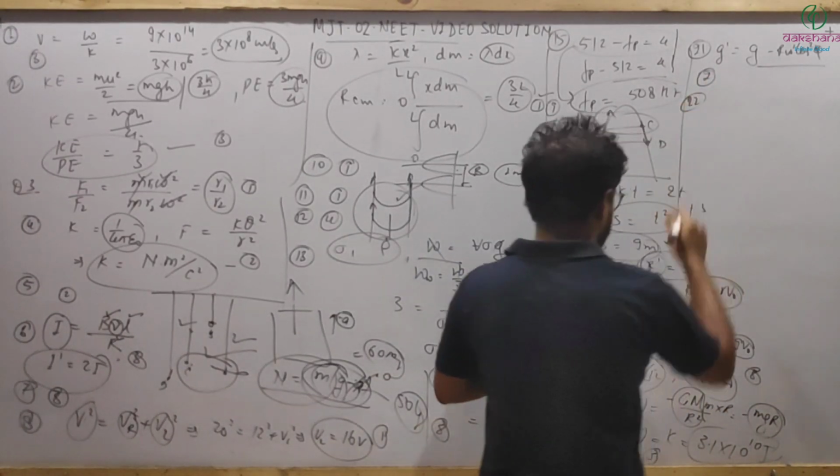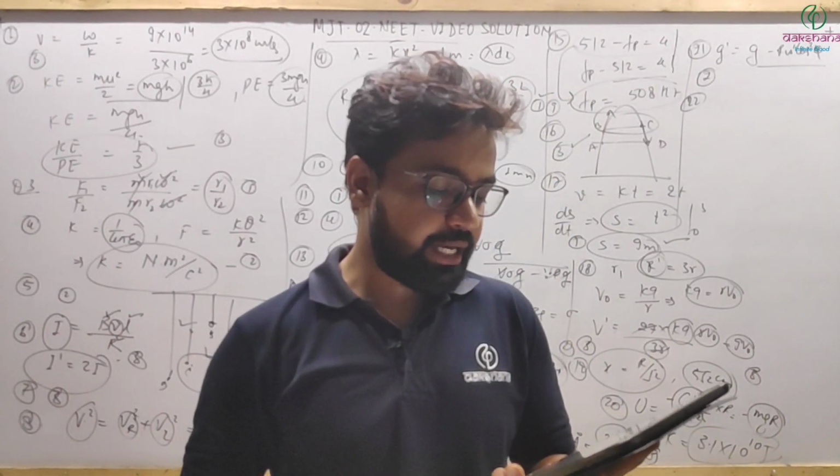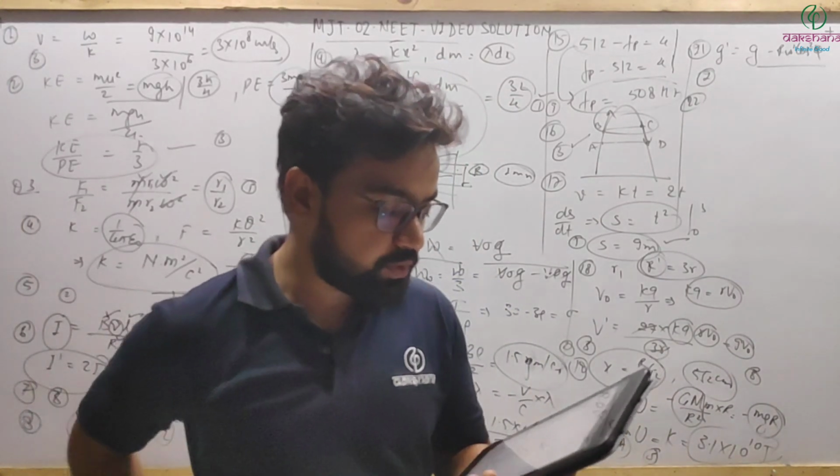Question number 22. A cylinder rolls up an inclined plane, reaches some height, and then rolls down without slipping. Throughout these motions, the direction of the frictional force acting on the cylinder.